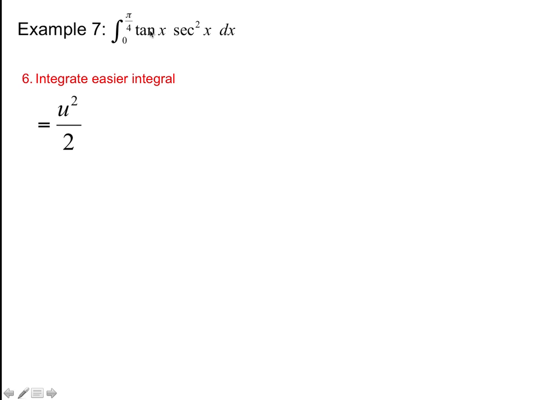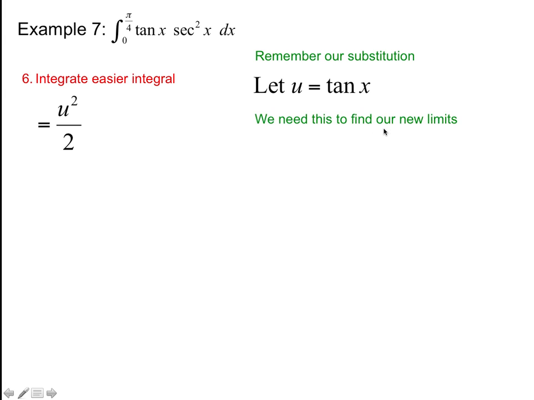Those are limits for if we had x in the expression, and we don't. We have a u. So we have to go back to our substitution, and that substitution is u equals tan x. From there, we can find new u values. So if we let x equal pi over 4, if we look at this upper limit and put in pi over 4 here, then u is equal to tangent of pi over 4, which is 1.